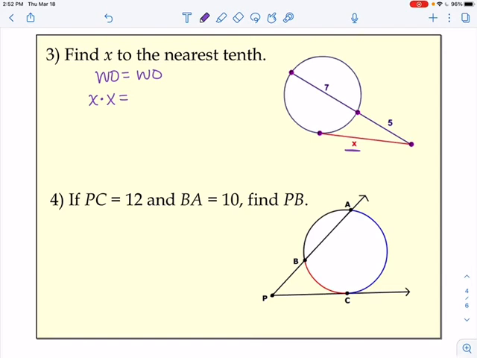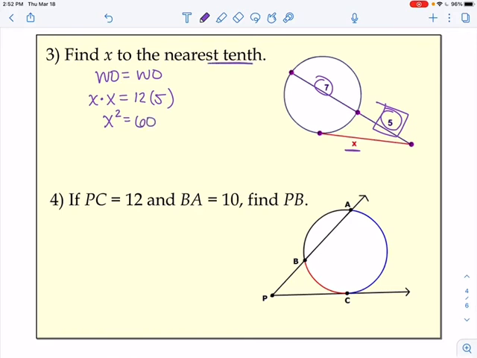On the other side, the whole, add those two together. The whole segment is 12. The outer segment is that 5. So we'll have 12 times 5. So x times x is going to give me x squared, and 12 times 5 is 60.